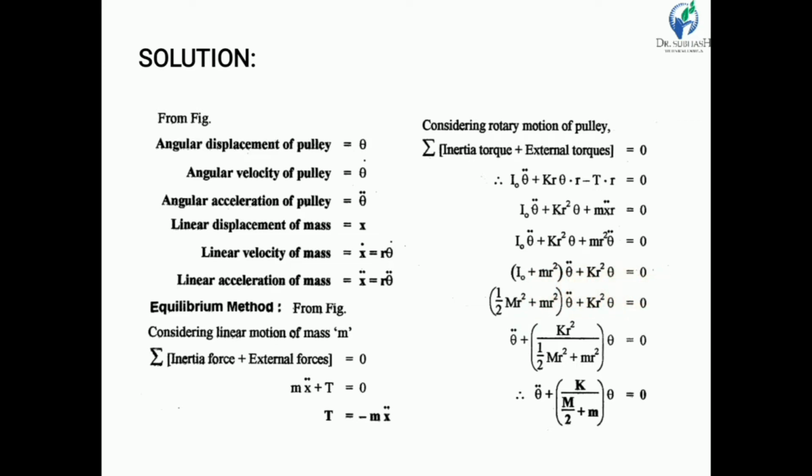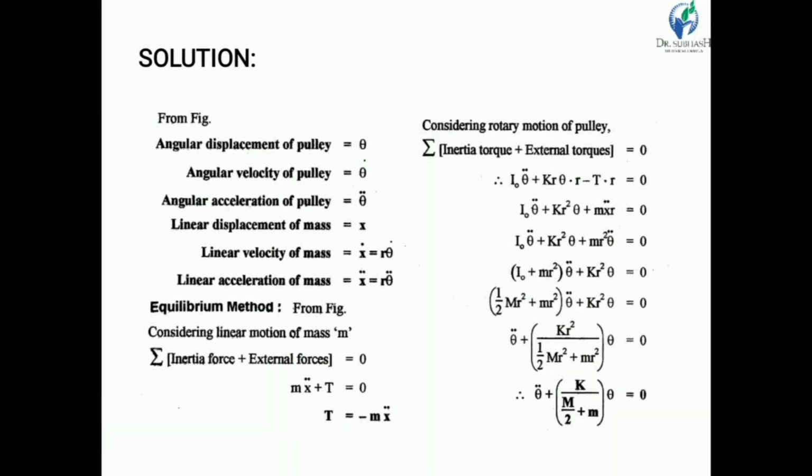So now we put the value of mass moment of inertia. The pulley having mass moment of inertia is 1/2 M r square. So in a bracket, (1/2 capital M r square plus small m r square) into theta double dot plus k r square into theta is equal to 0.